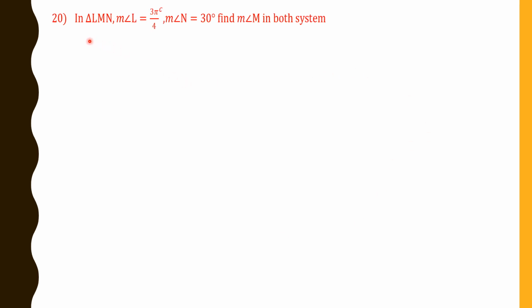Example number 20. In triangle LMN, measure of angle L equal to 3 pi divided by 4 radian. Measure of angle N equal to 30 degree. Find measure of angle M in both the systems. Here one angle is in radian, convert it into degree. Then these two angles have the same unit. Use the result, sum of the angles of a triangle is 180 degree. Find the measure of angle M in both the systems.